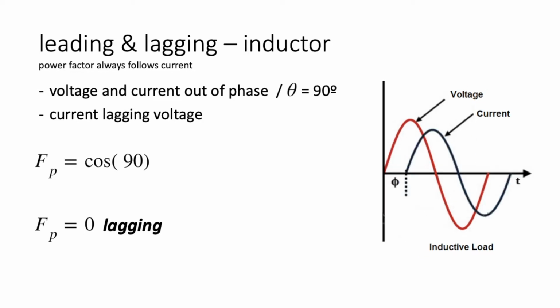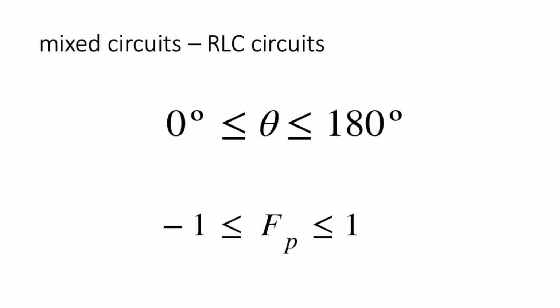Inductors are similar, as voltage and current are also out of phase by 90 degrees. But instead here, the current is lagging the voltage. This results in inductors having a lagging power factor of 0. Putting it all together, for a circuit made up of resistors, capacitors, and inductors, the phase angle will range anywhere between 0 to 180 degrees, and therefore the power factor will range anywhere between -1 to +1.